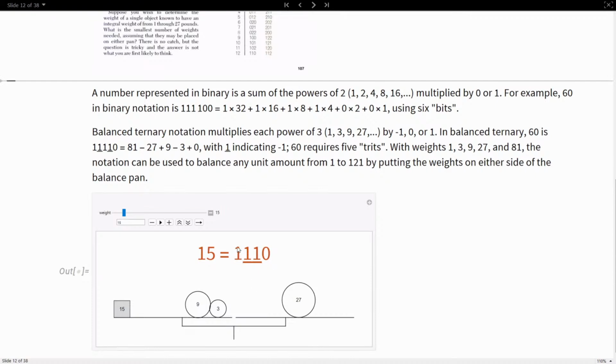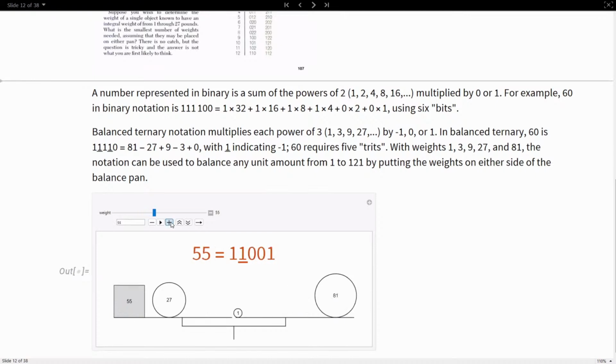So here we have the fourth position, or 0, 1, 2, 3. You have 3 to the third on this side. And since these are minuses, we've got 3 to the 2 on the minus side, and also 3 to the 1 on the minus side to measure 15. And all weights up to 40 can be weighed with these 4 weights and balanced ternary, or 5 weights, since we're going up to 81.